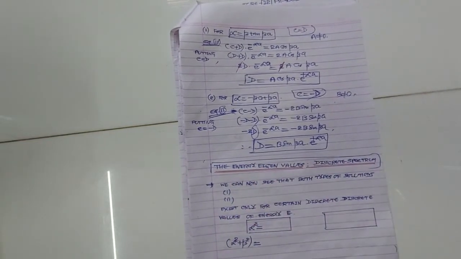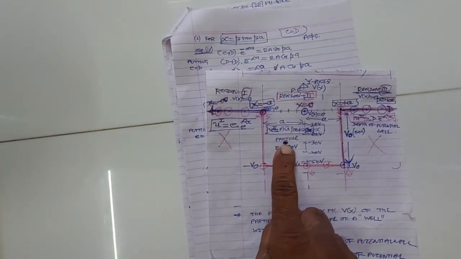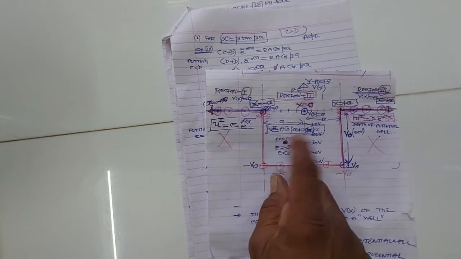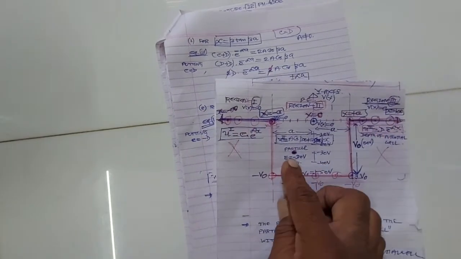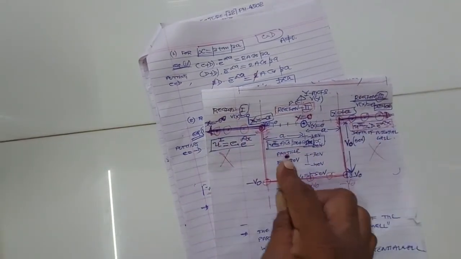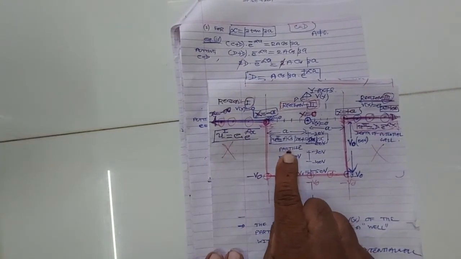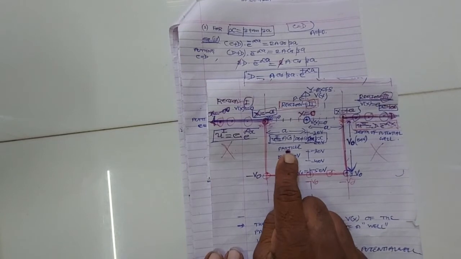Now our main aim is to find out the energy eigenvalues of the particle which is inside the potential well. What do we want? We want to find out the energy eigenvalues of the particle which is inside the square well, between minus a and plus a. So let us now move to the next step to find the energy eigenvalues of the particle inside the square well potential.